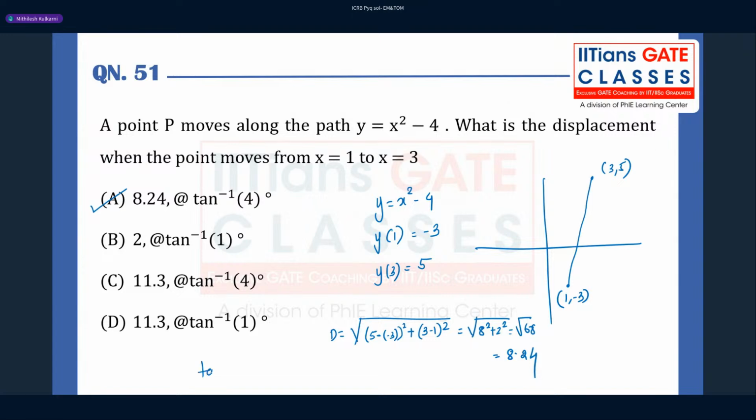We will also calculate the angle. This angle or the slope is tan inverse of y by x. The y is 8 here, right? It is tan inverse of 8 by 2, which is tan inverse of 4. So the correct option is option A in this case.